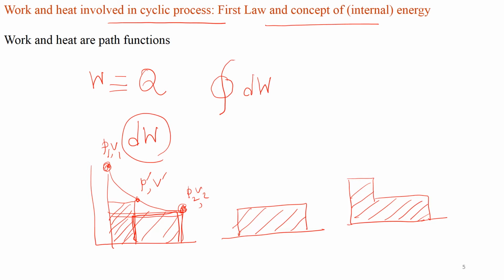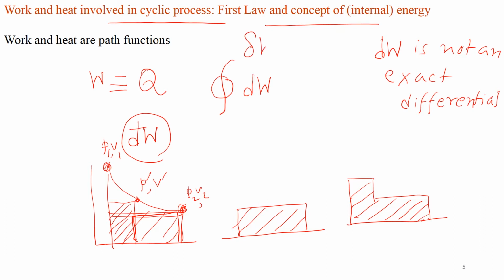Mathematically it means that dW is not an exact differential. By exact differential we mean a differential which does not depend on the path. However, since dW depends on path, it must not be an exact differential, or sometimes we call it an inexact differential. To denote the difference between exact and inexact differential, instead of dW we will write d cross W. Some textbooks write it as del W. Whenever we write this cross, it means that this differential is not an exact differential.